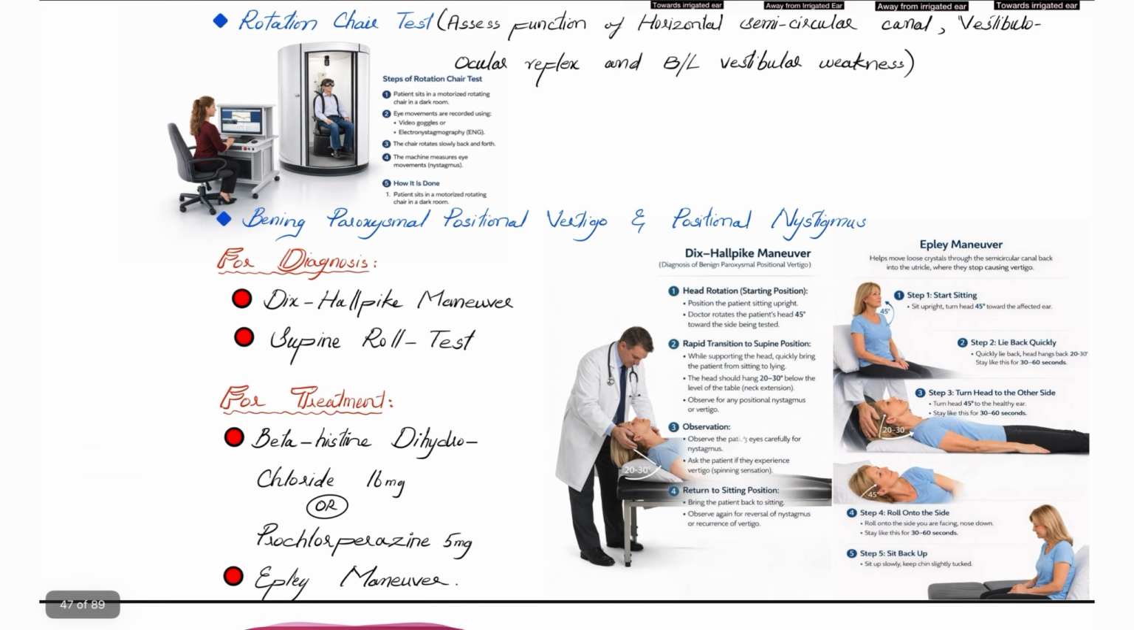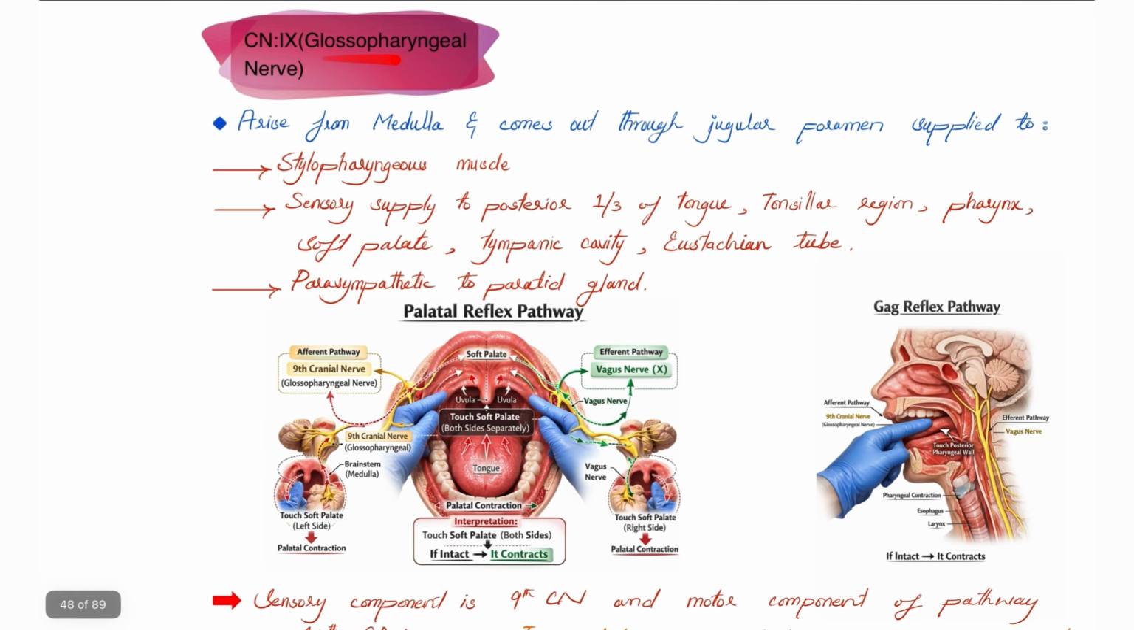The ninth cranial nerve is the glossopharyngeal nerve, and it arises from the medulla and comes out through the jugular foramen and supplies a muscle which is called the stylopharyngeus muscle, and its sensory supply is to the posterior one-third of the tongue, tonsillar region, pharynx, soft palate, tympanic cavity, and eustachian tube, and its parasympathetic fibers are supplied to the parotid gland.